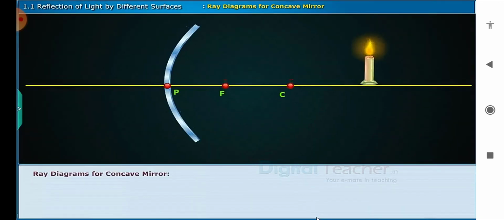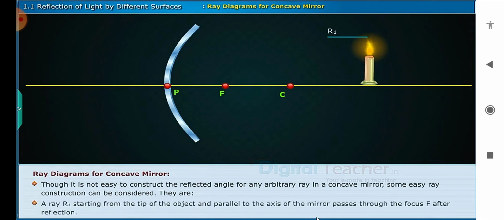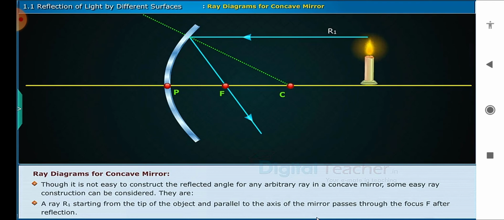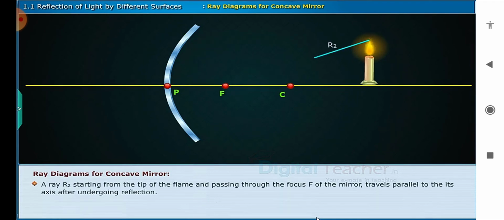Ray diagrams for concave mirror. Though it is not easy to construct the reflected angle for any arbitrary ray in a concave mirror, some easy ray construction can be considered. They are: a ray R1 starting from the tip of the object and parallel to the axis of the mirror passes through the focus F after reflection. A ray R2 starting from the tip of the flame and passing through the focus F of the mirror travels parallel to its axis after undergoing reflection.